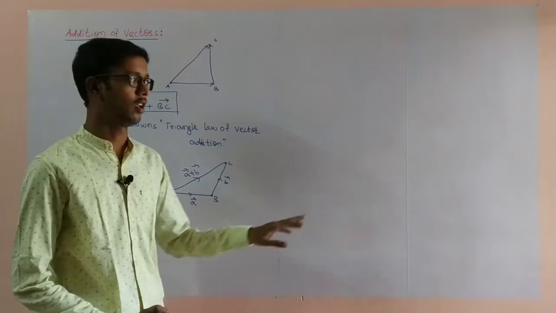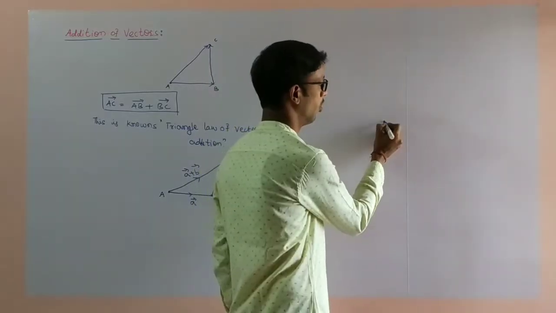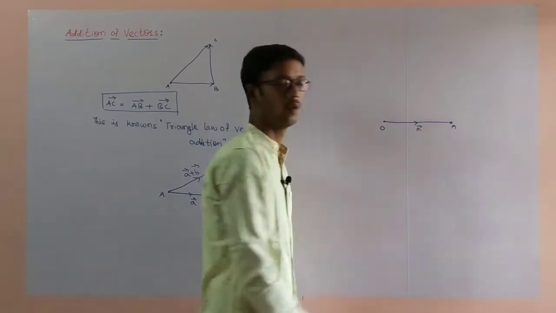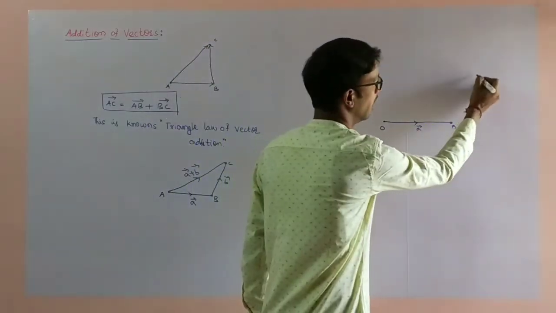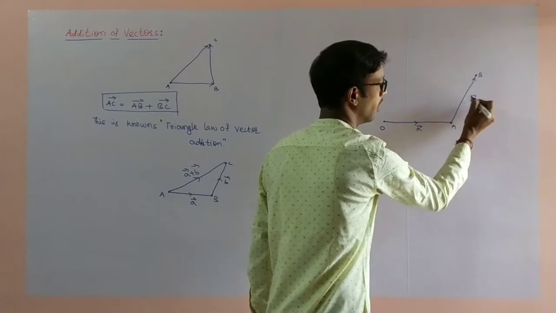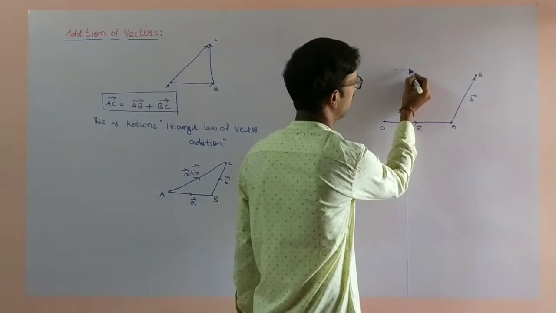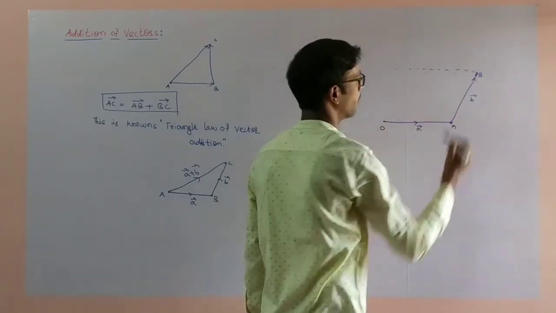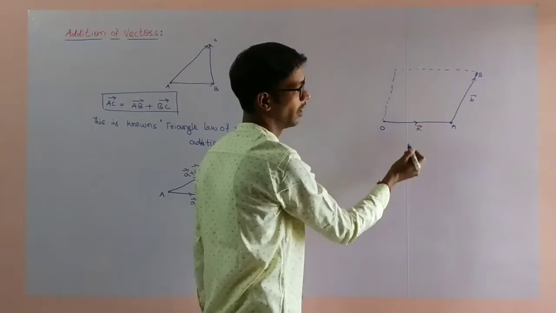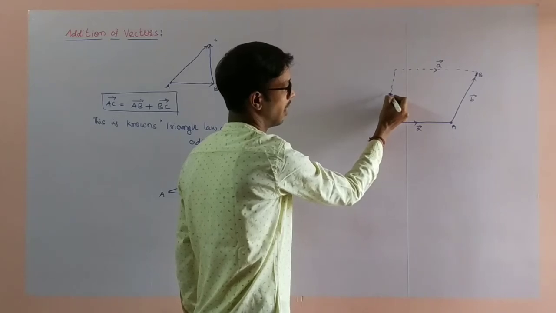Similarly, we'll see the parallelogram law of vector addition. One point O is there. O to A is A bar, and A to B is the vector B bar. Next, parallelogram means parallel lines; here we draw parallel lines. This side is also A bar, and the opposite side is also B bar.